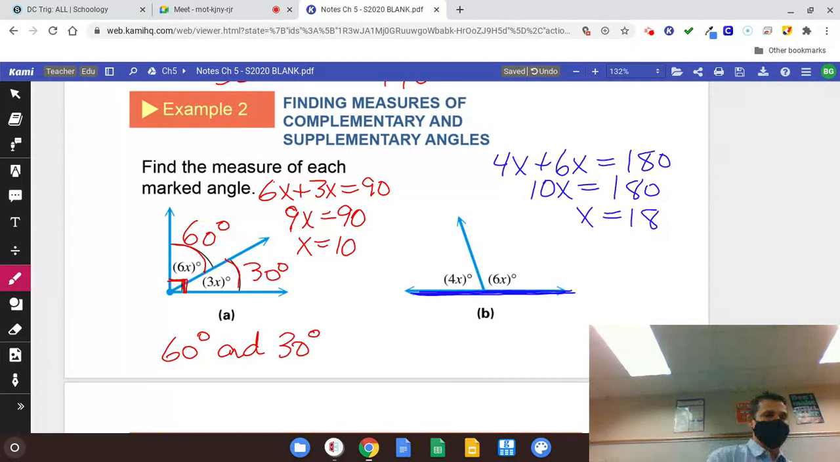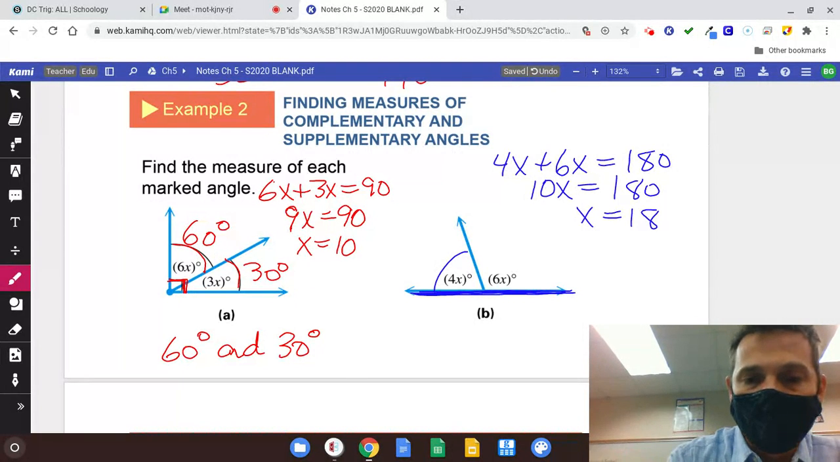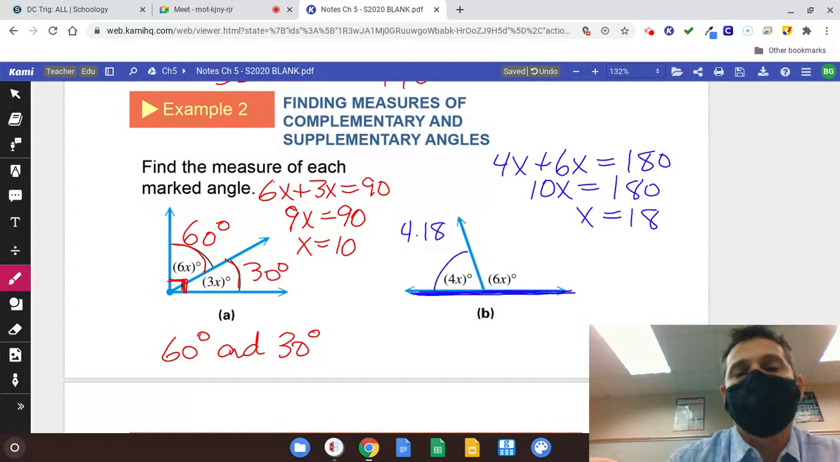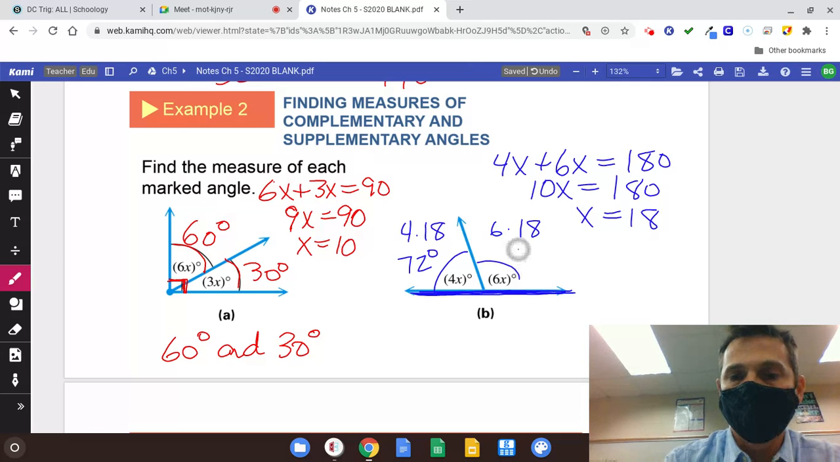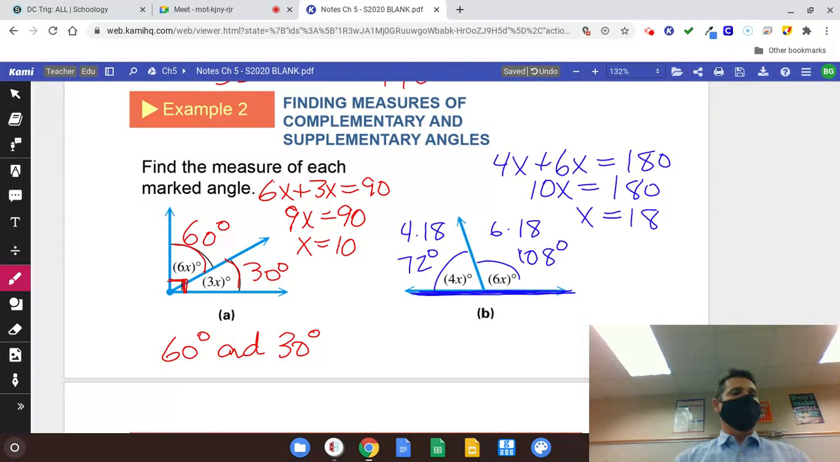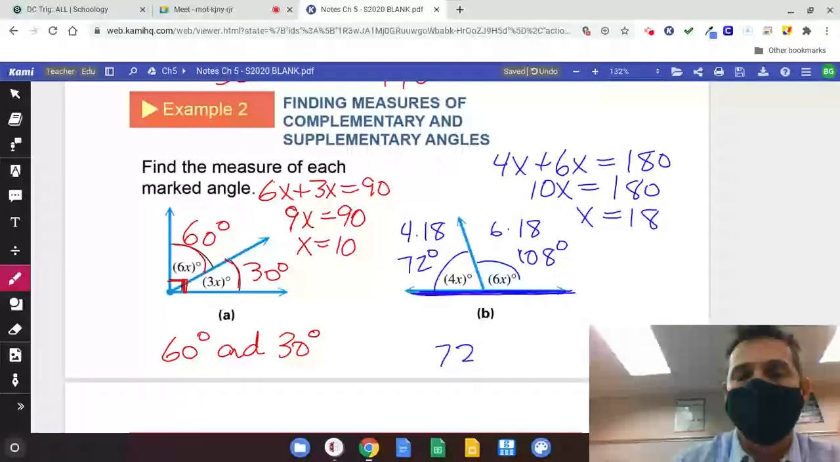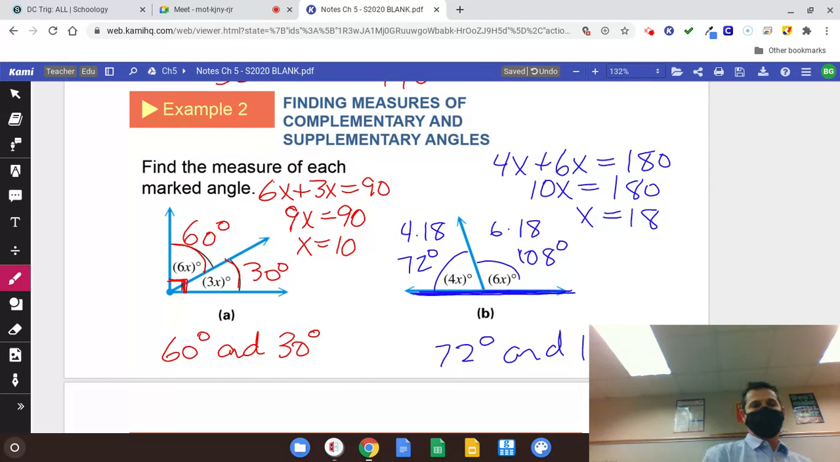That's not the answer to the question, though, because it wants the measure of the angles. Well, this one is going to be 4 times 18. What is that, 72? And this one's going to be 6 times 18. Help me out here. 60 plus 48 is 108. This one's 108. And you can check your answer because notice what those two numbers do. Those two numbers add up to 180, right? So that's a good way of checking your answer. But these answers would be 72 and 108 degrees. Make sure you put the degrees. It's a unit. You always include units.